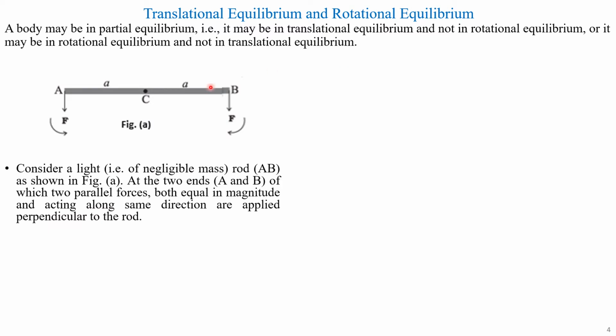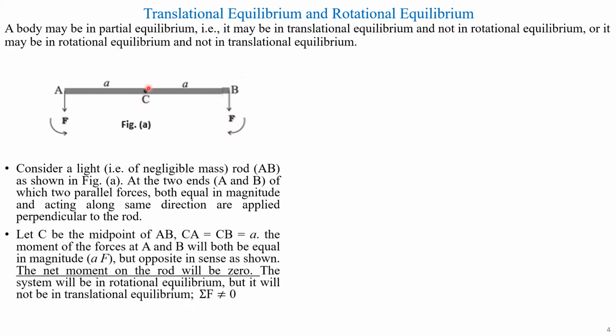Consider the figure: a light rod AB as shown in figure A above. At the two ends, that is the ends A and B, two parallel forces F and F act at A and B respectively, equal in magnitude and along the same direction. See, the direction of F is the same here and here, and they are applied perpendicular to the rod. Let C be the midpoint. Please note it is the midpoint of AB. That is, CA is equal to CB, equal to length a.